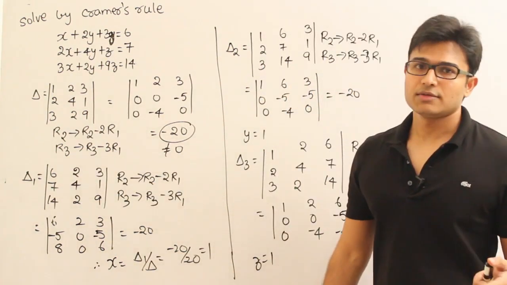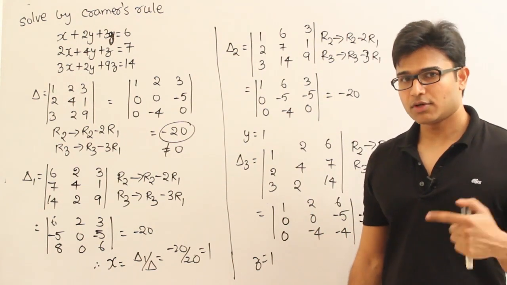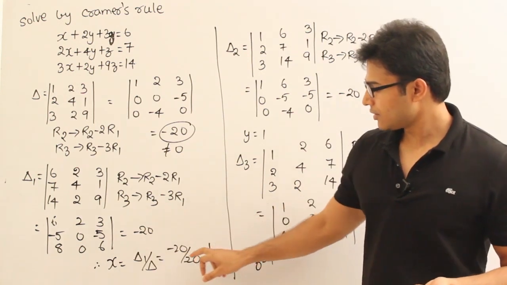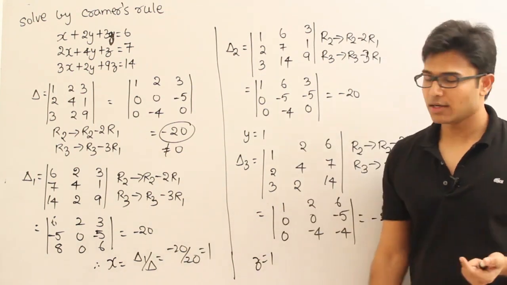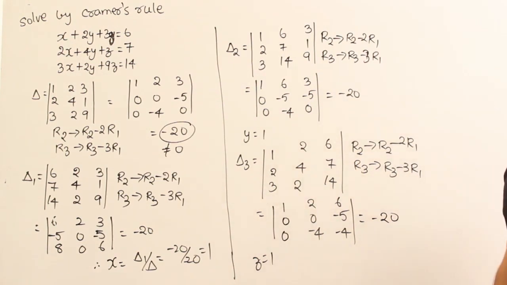And what is it? X equal to delta 1 divided by delta. You know that rule, right? X equal to delta 1 divided by delta. We have already seen that. So x equal to delta 1 divided by delta, which is nothing but 1. So we found out the value of x, right? And now we can find out the values of y and z.